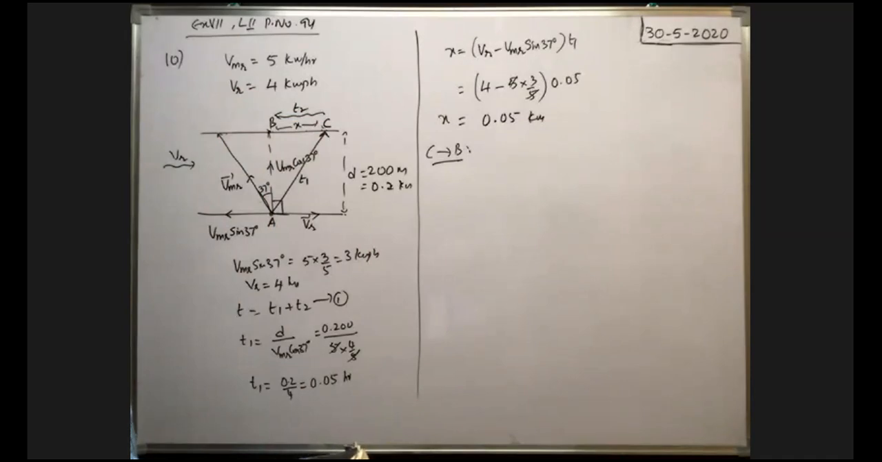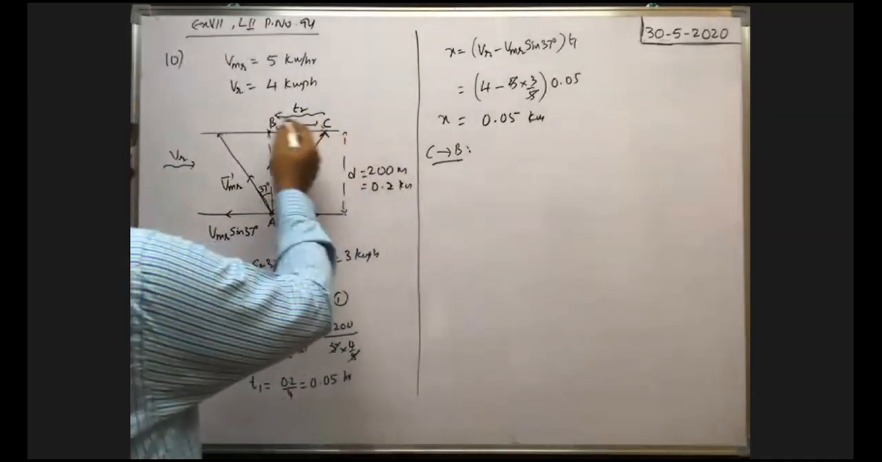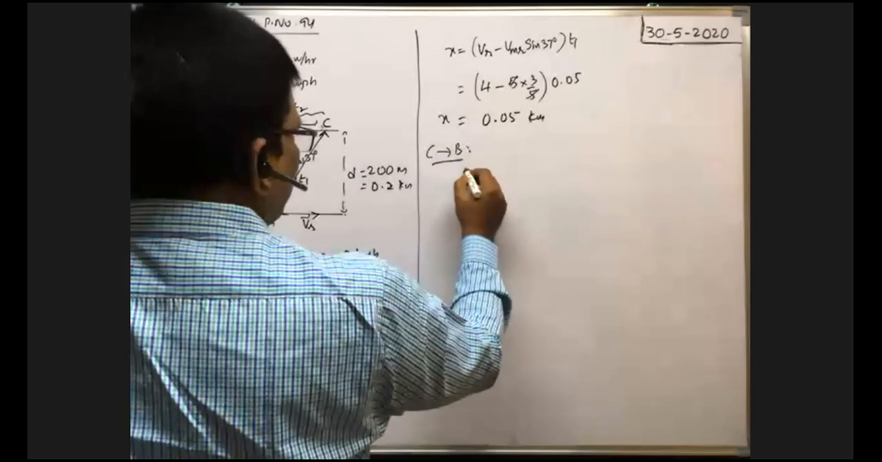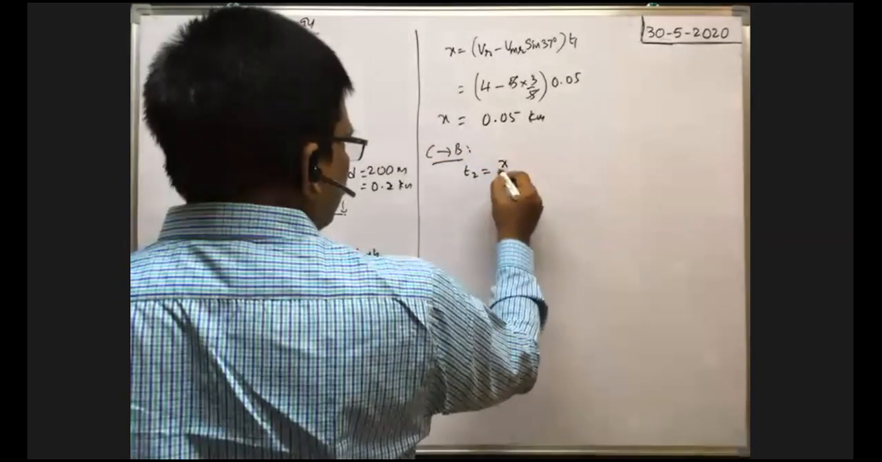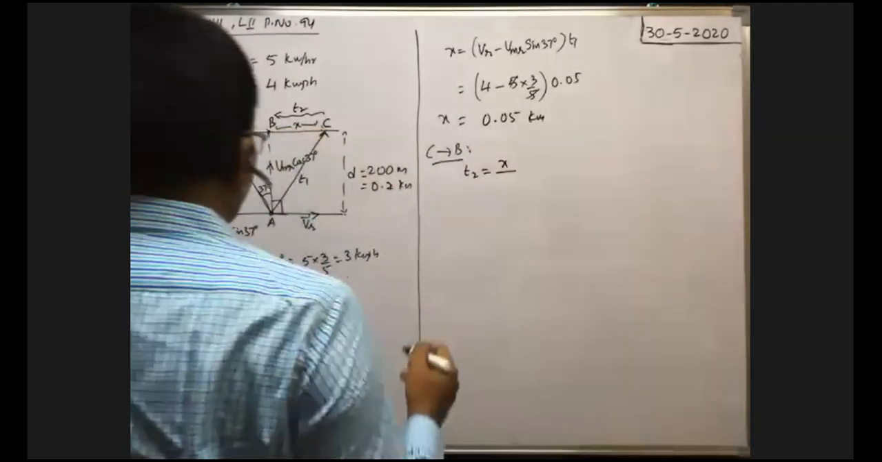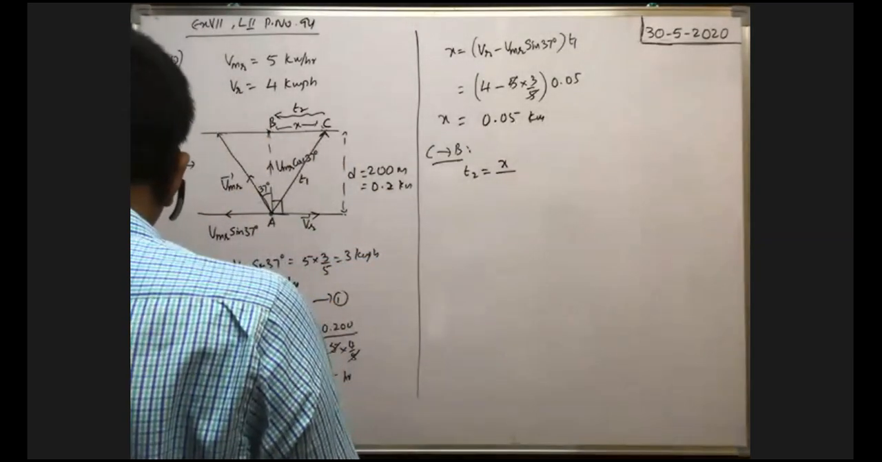Trivid, you respond. Are you clarified this doubt? Right. Now, to travel from C to B, what is the time taken? That is T2. T2 is equal to the distance traveled from C to B, the drift x, divided by the speed of the man. What is the velocity of the man? Speed of the man is given or not?